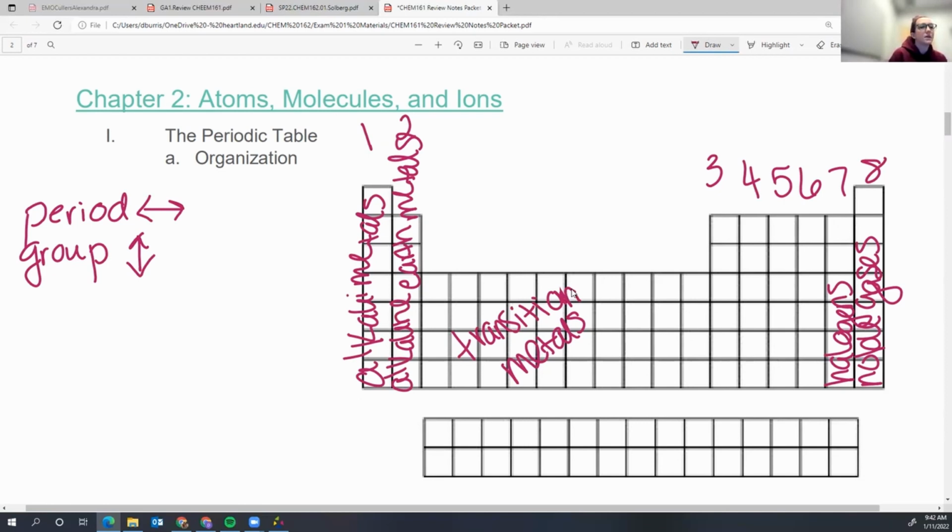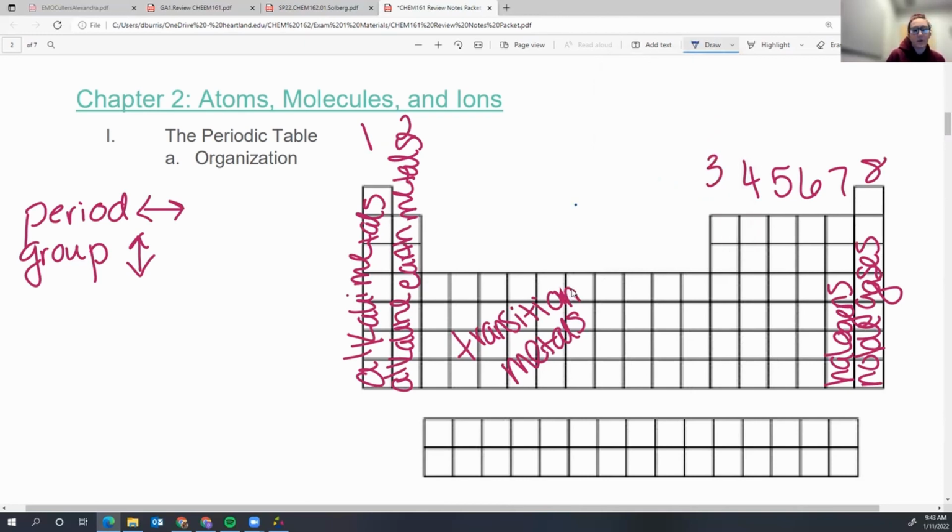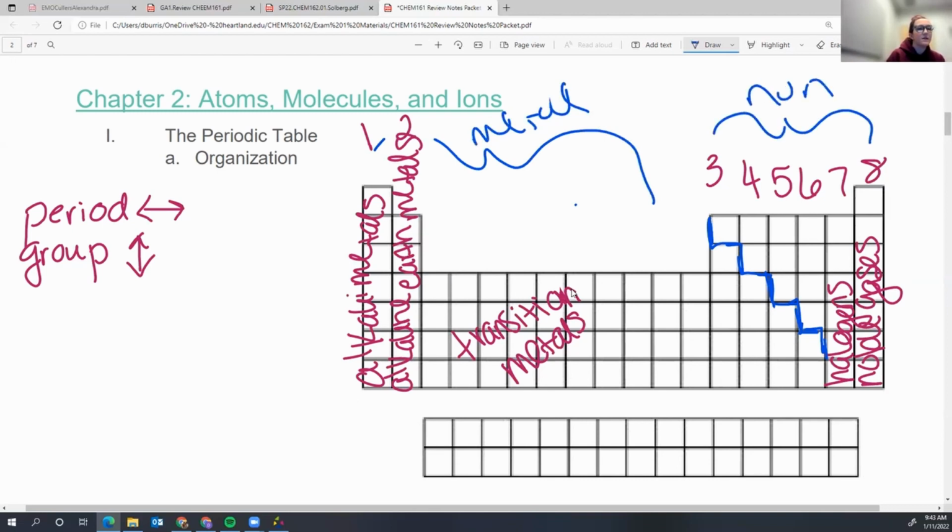The other thing I would label, and I'm going to do this in a different color, let's do blue, is the metals, the non-metals, and the metalloids, right? When you're trying to determine if something is ionic or covalent, you need to know which ones are metals and which ones are non-metals. So there's this nice little stair step here. Everything over here is a metal. Everything over here is a non-metal.